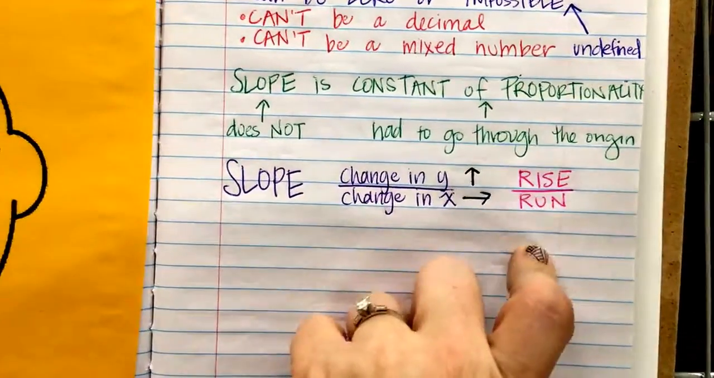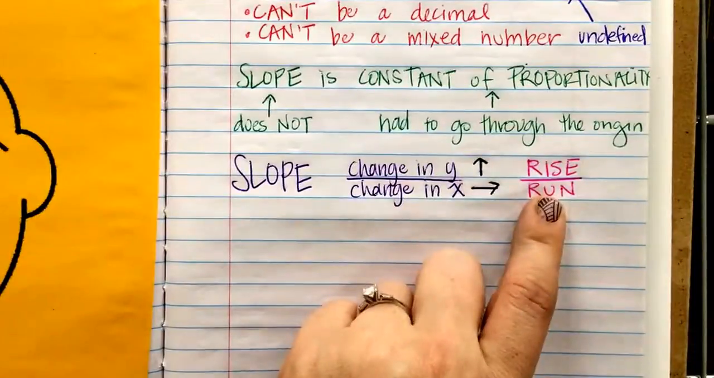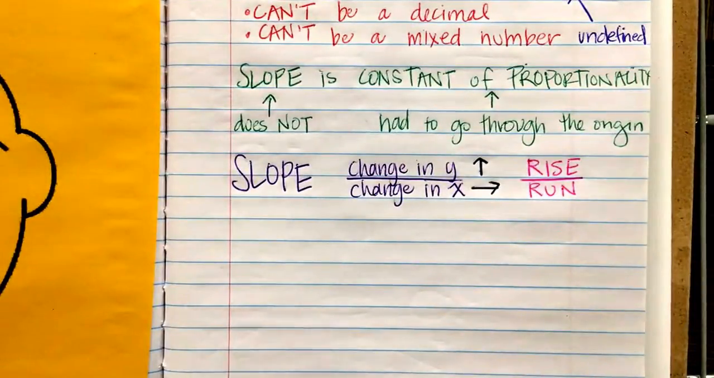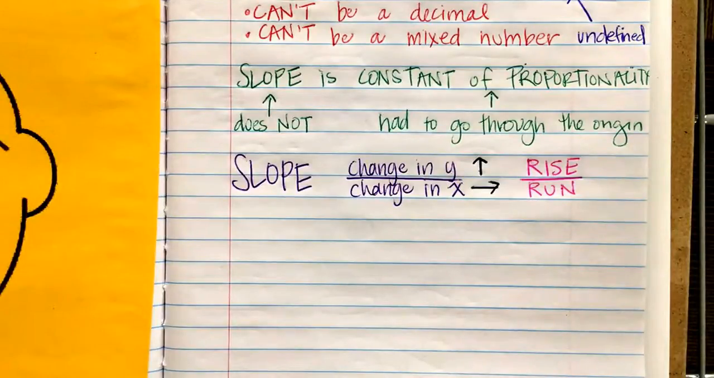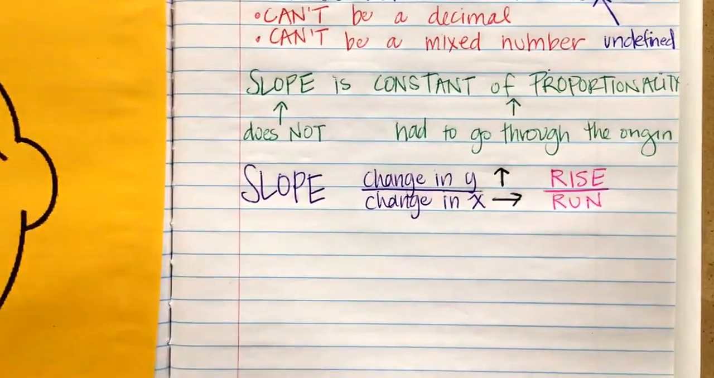Is this a fraction? What's in the numerator? The y value, the change in y. What's in the denominator? The x value, the change in x value. So here's how you do this. You're going to follow these steps. Step number 1.